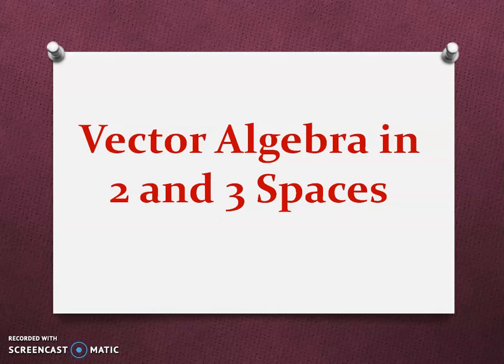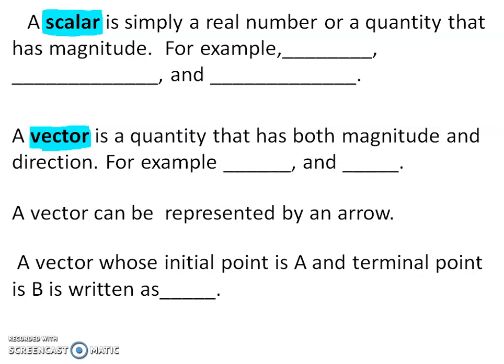In vector calculus, first we have to discuss the concepts of a vector. So we are going to learn about vector algebra in 2 and 3 spaces. Starting with the definition of a scalar and vector, a scalar is simply a real number or a quantity that has magnitude. For example, a scalar like length and temperature and blood pressure.